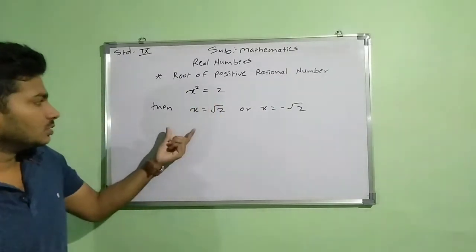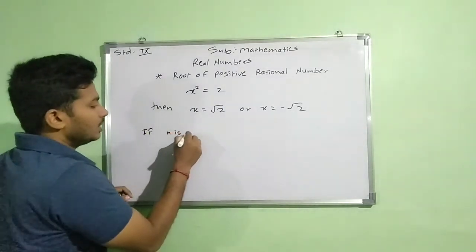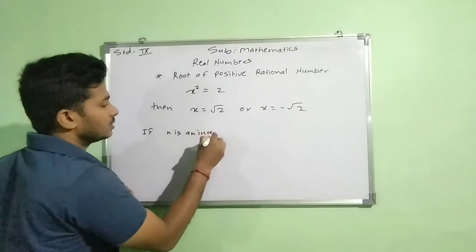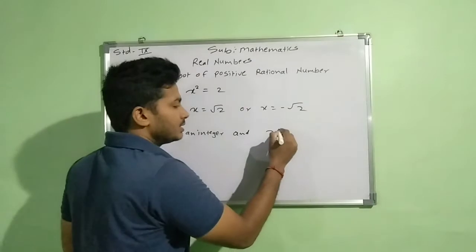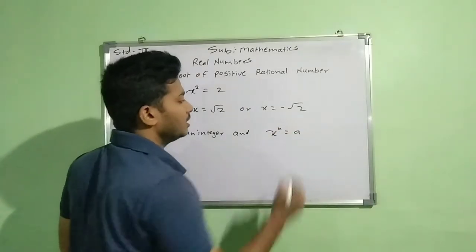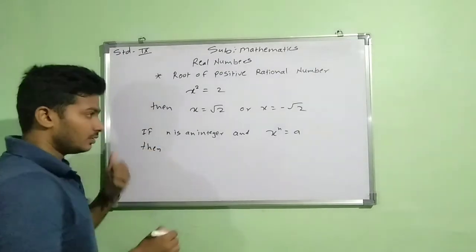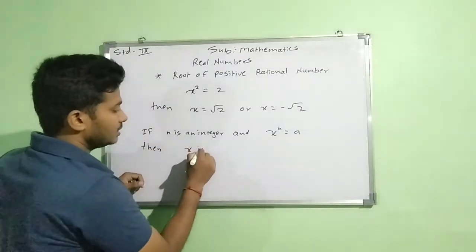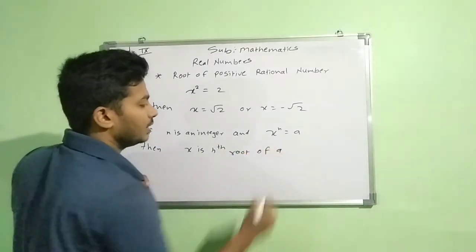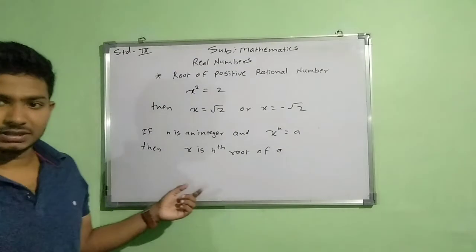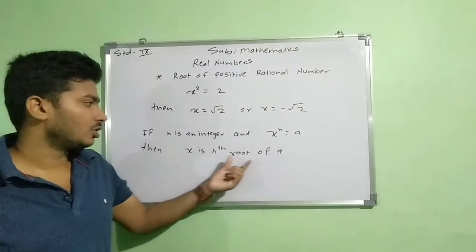If n is an integer and we have x raised to n is equal to a, then we can say x is the nth root of a.